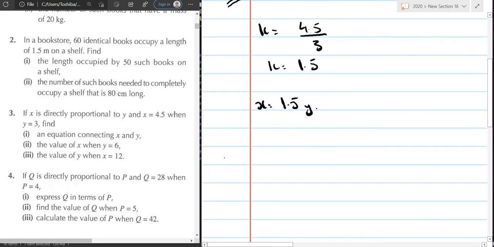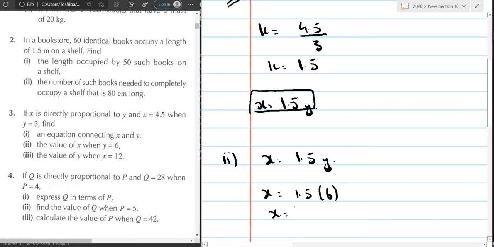Moving on to part 2. Now, since you have found out the equation, you will be using the equation to solve all the other parts. So in part 2, it says the value of x when y is equals to 6. So use the equation. x is equals to 1.5y. x is equals to 1.5, and instead of y, plug in the value, which is 6. x is equals to how much? 1.5 multiplied by 6, which is equivalent to 9. So x is equals to 9.